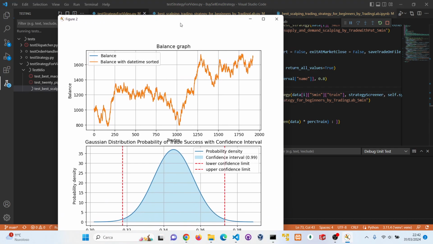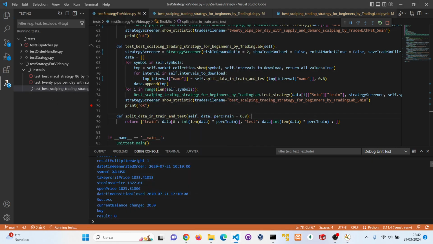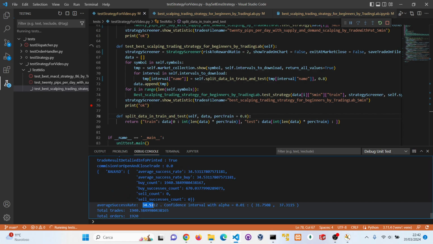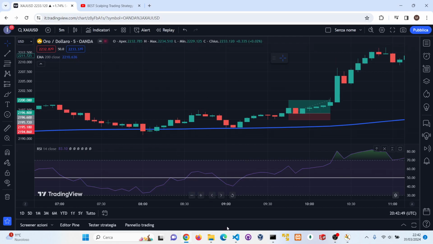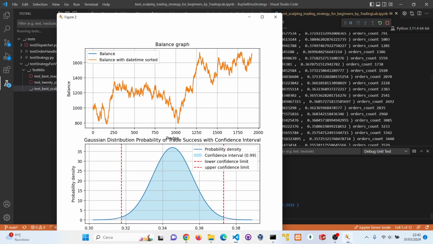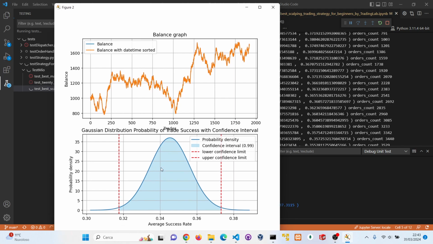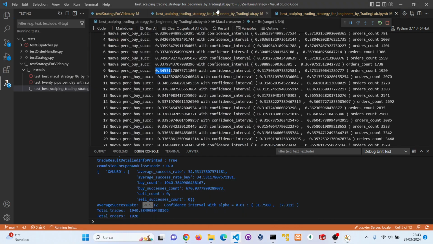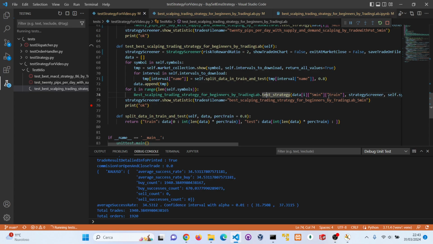And as we can see, our average success rate is 34.53, and it is the same we found with the statistic techniques, and we have the Gaussian distribution of the average success rate that doesn't go past 33.3% of average success rate, but the balance is positive, so you would have been profitable on the train dataset. So now let's try on the test dataset, the recent trades, and let's see how it performs.